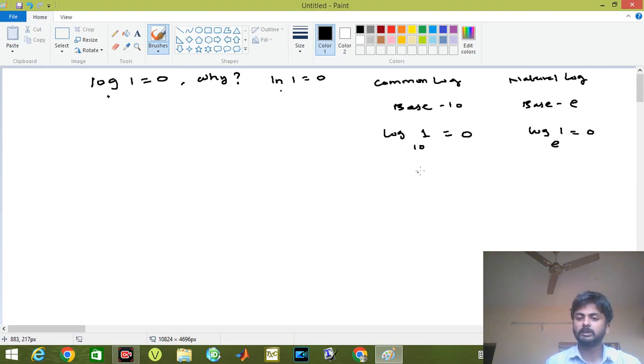So this can be simply written as log 1. It is not necessary to mention this 10 in the base since it is common. Log 1 to the base 10 can be written as log 1 simply, but the natural log of 1 is also equal to 0. So now we are going to see why this result.